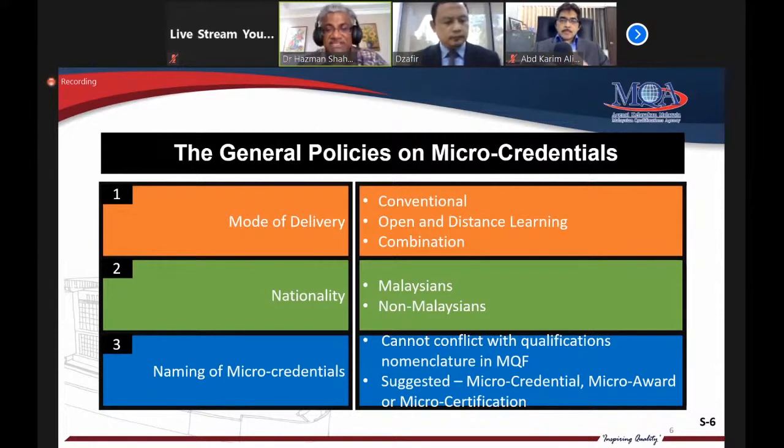So we have suggested some ways to label them, but that's not a prescription. It's a suggestion. So you can think creatively about how you want to name them, so long as they are appropriate, they reflect what the micro-credential is about, and maybe even also the level the micro-credential relates to within the framework.